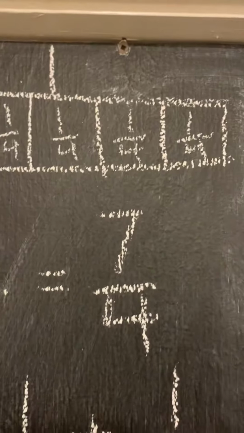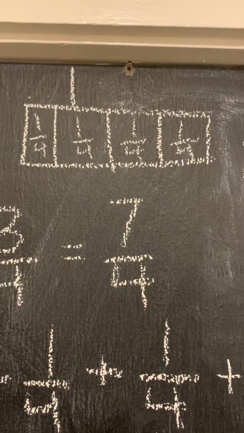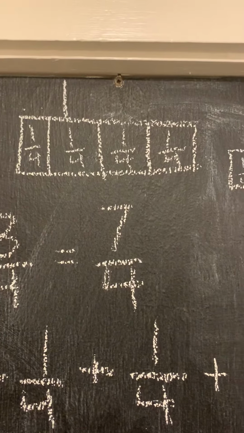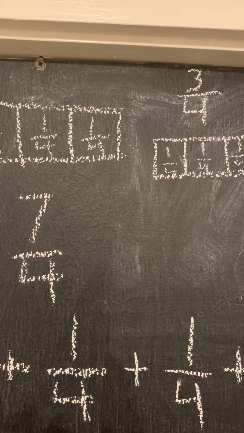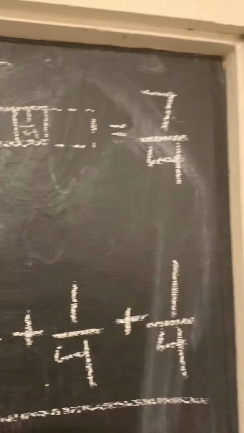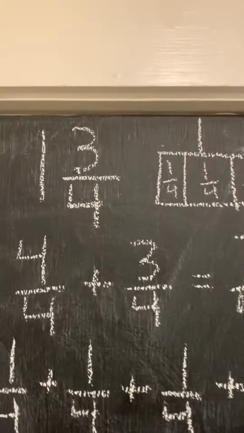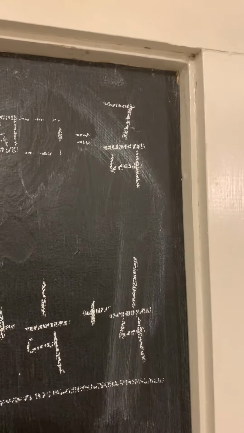So now let's add all these 1/4s together. 1/4 plus 1/4, 2/4, plus 1/4, 3/4, plus 1/4, 4/4, plus 1/4, 5/4, plus 1/4, 6/4, plus 1/4, 7/4. There you go, 7/4. 1 3/4 written not as a mixed number but as a fraction is 7/4.